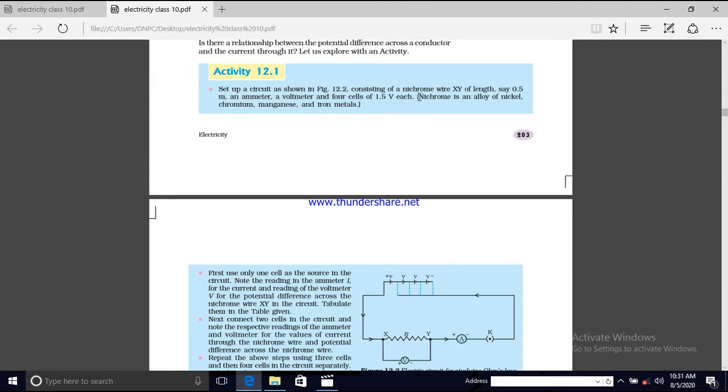So what is the resistor here? The nichrome wire. Nichrome is an alloy of nickel and chromium. And what is the length of this wire? 0.5 meter. This 0.5 meter nichrome wire is connected between X and Y, and that will act as a resistor. We will study what a resistor is.